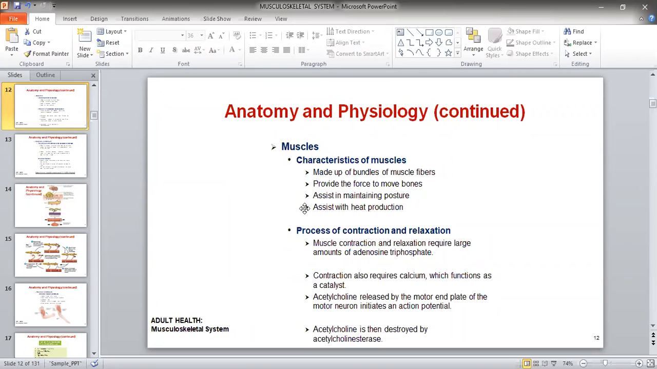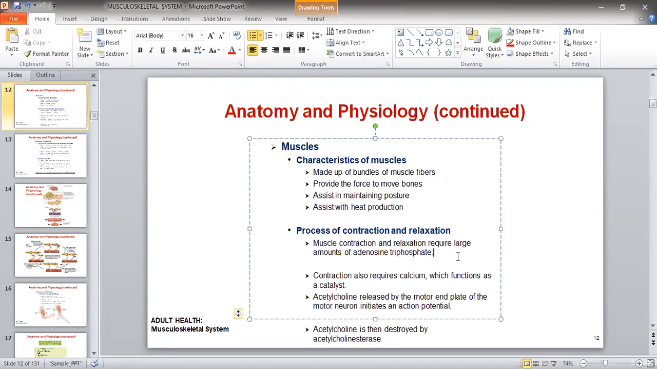So the process of muscle contraction and relaxation requires a large amount of adenosine triphosphate. Adenosine triphosphate, from where can we get it? By metabolism. Where does metabolism take place? Liver.